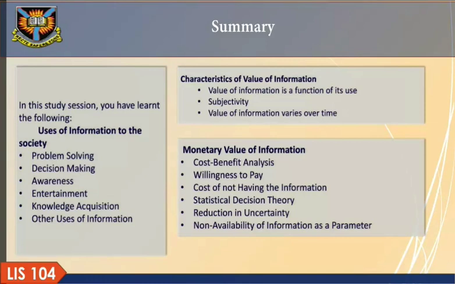Summary of Study Session 4. In this study session, you have learnt the following: uses of information to the society, problem solving, decision making, awareness, entertainment, knowledge acquisition, other uses of information. Characteristics of value of information: value of information is a function of its use, subjectivity, value of information varies over time. Monetary value of information: cost-benefit analysis, willingness to pay, cost of not having the information, statistical decision theory, reduction in uncertainty, non-availability of information as a parameter.